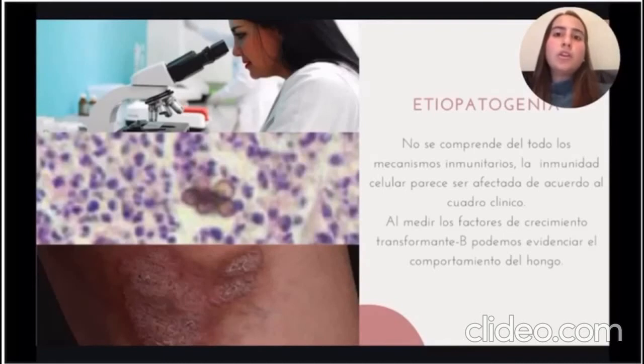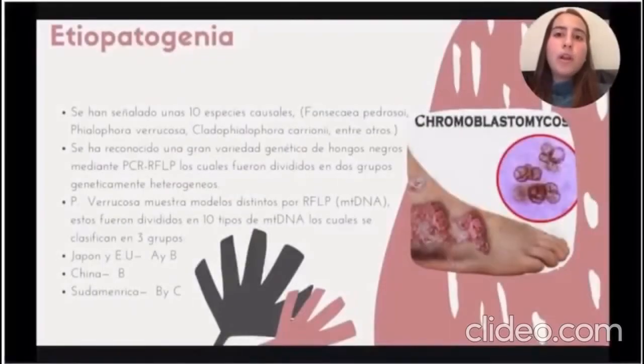There are 10 causal species that have been reported. Phialophora verrucosa is one of the common ones, and Fonsecaea pedrosoi is another of the most frequent in Mexico. A wide genetic variety has been recognized in black fungi through polymerase chain reaction and restriction fragment length polymorphism studies. This has led to placing them in two genetically heterogeneous groups, and P. verrucosa is in one of those groups.